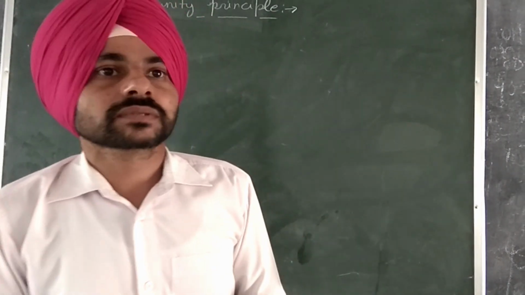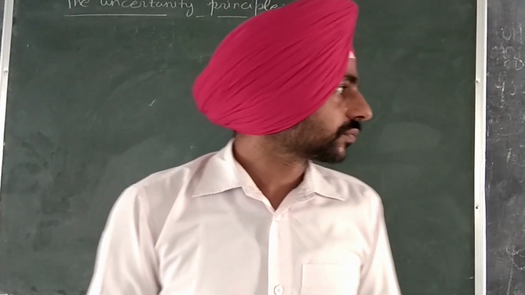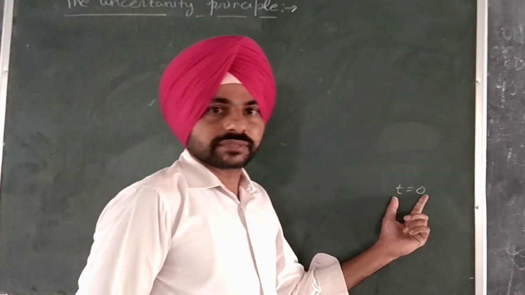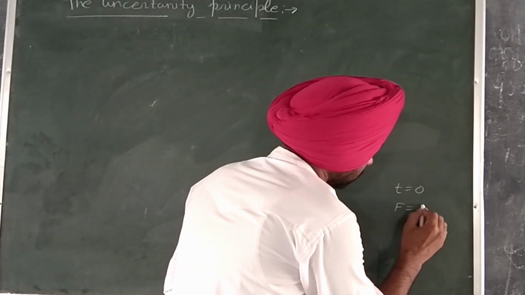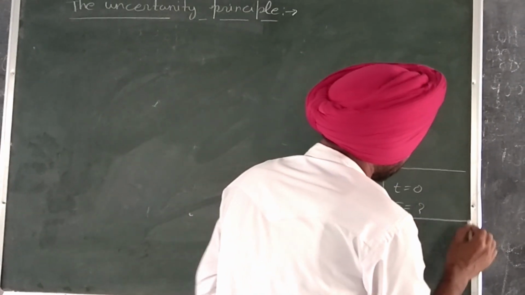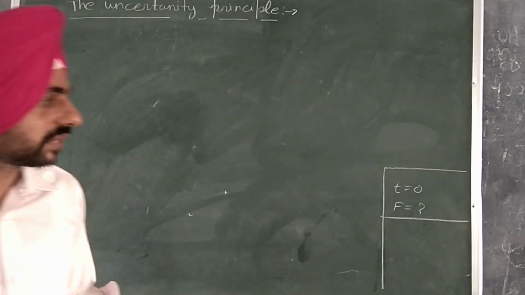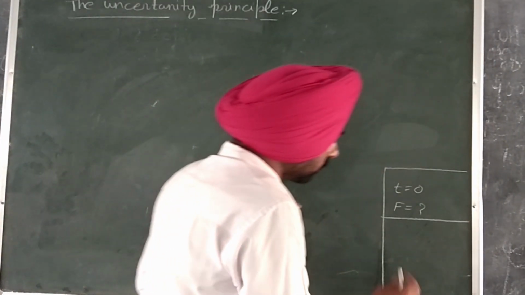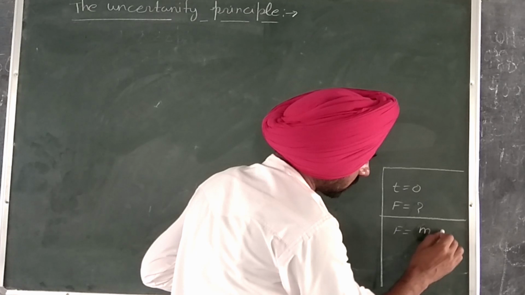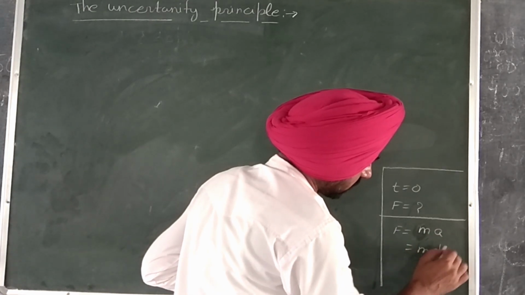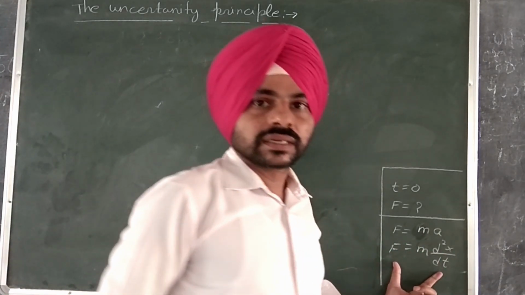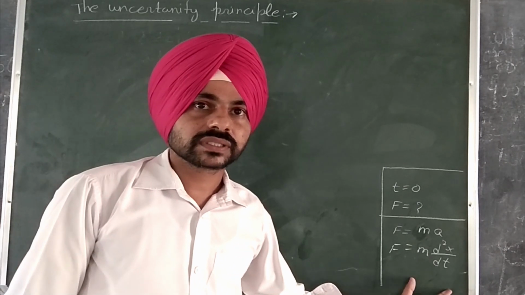To know the position and momentum of the particle in classical mechanics, or in Newtonian mechanics, we must know the position of the particle at time t equal to 0 and the force applied on the particle. On the basis of these facts, we can determine the path of the particle. So we set the equation of motion from Newton's law, force equal to mass into acceleration, which can be written as m d square x upon dt square. With the help of this equation we find the trajectory or path of the particle.